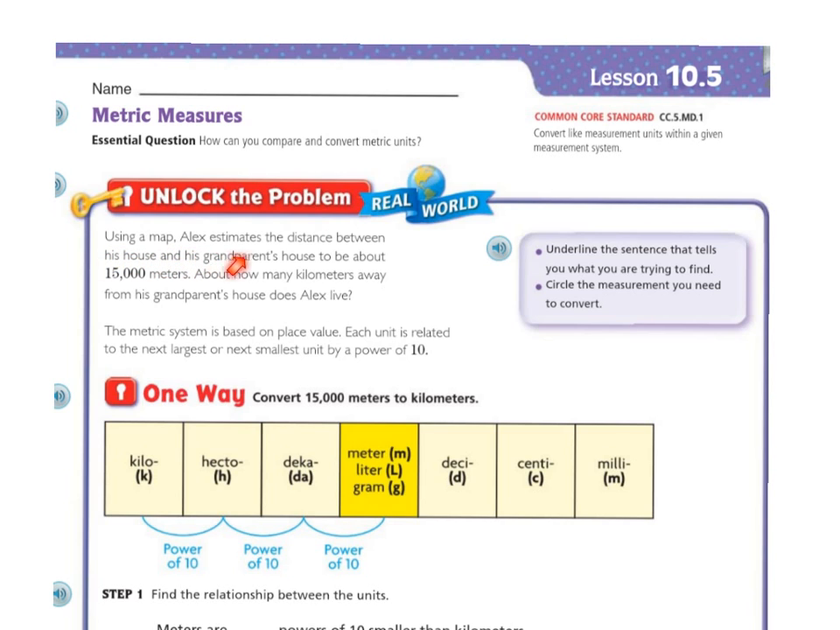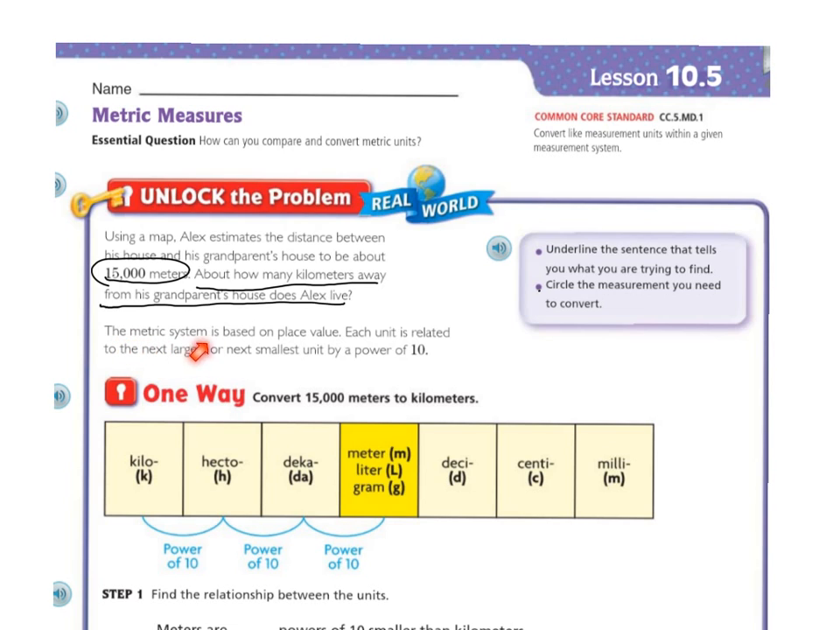Using a map, Alex estimates the distance between his house and his grandparents' house to be about 15,000 meters. About how many kilometers away from his grandparents' house does Alex live? First, we're going to underline the sentence that tells you what you're trying to find, which is about how many kilometers away from his grandparents' house does Alex live. Then we're going to circle the measurement needed to convert. And the measurement that we're going to need is 15,000 meters.